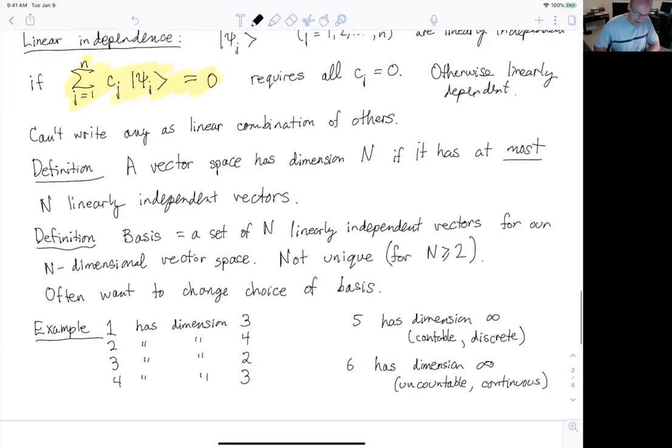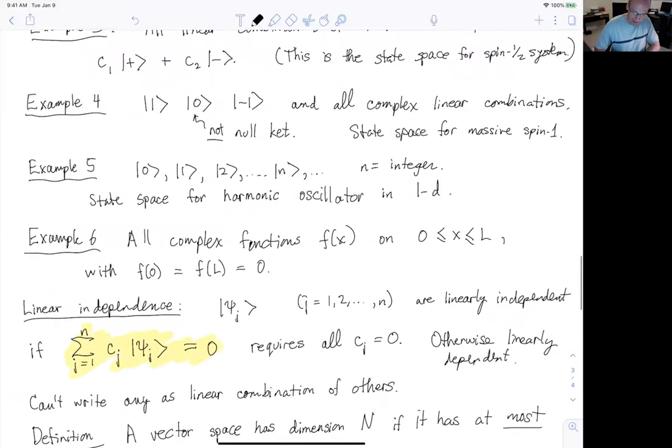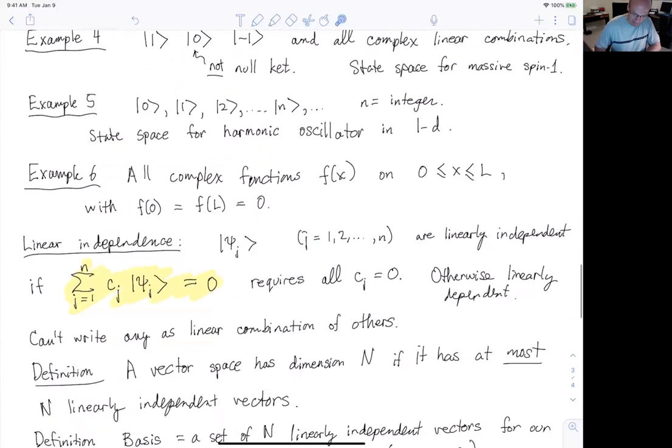So just to go back through example 6, it was all complex functions. I can't take complex functions and put them in one-to-one correspondence with integers, because these are continuous functions and I can have them wiggle in any place I want. And so that's why it's called uncountable.